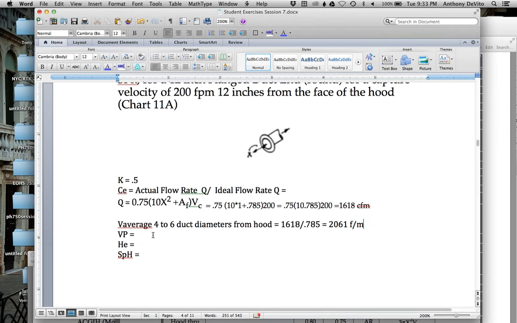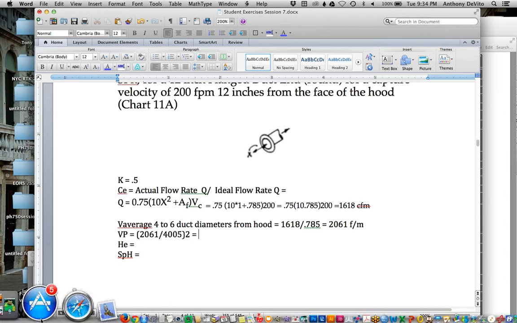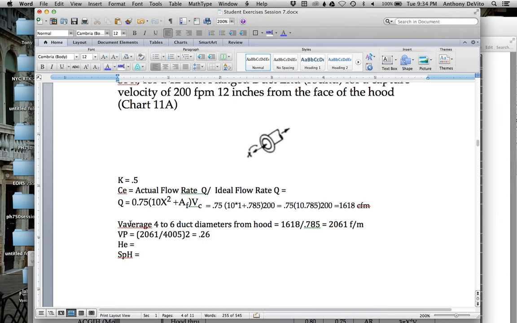That's my velocity. What's my velocity pressure equal to? Right, it's going to be equal to 2,061 over 4,005 squared, right? Same formula we use for everything else, right? Okay, which is going to be equal to how much? 0.26. And what are the units there? Inches of water.